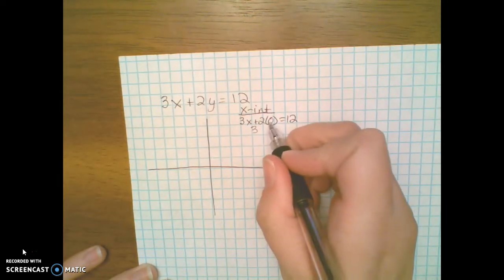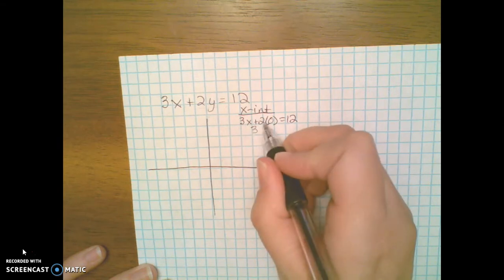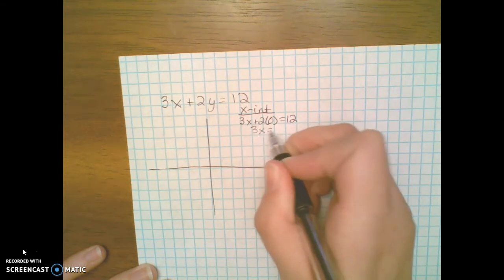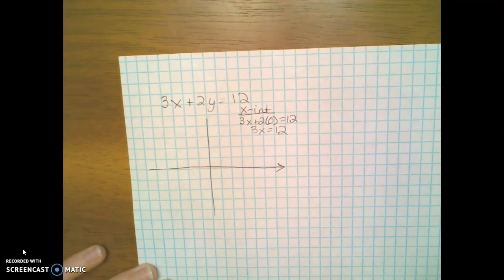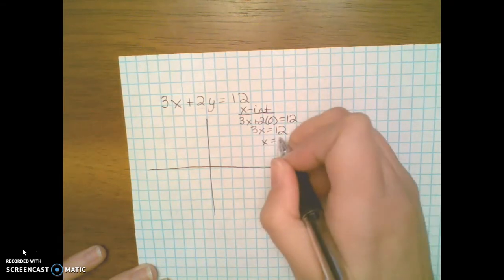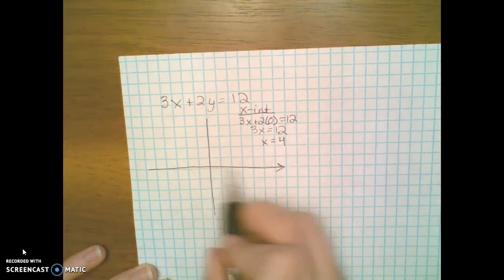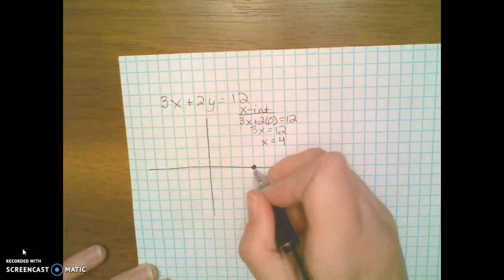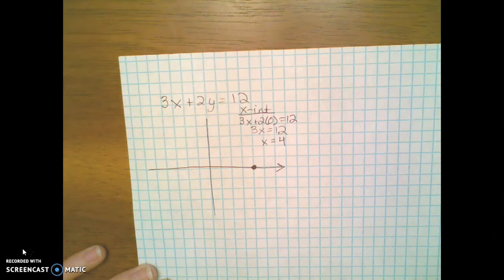So 2 times 0 is 0. Anything plus 0 is just whatever you started with. So we can simplify that out to 3x equals 12, and then of course x has to be 4. So on our x-axis, we're going to put a point at x equals 4.